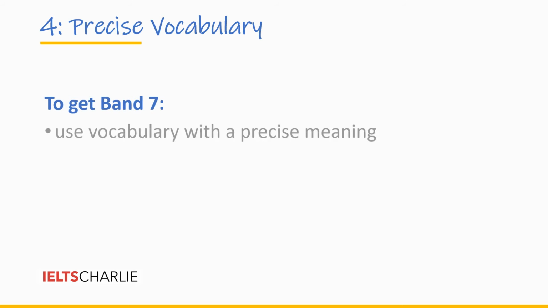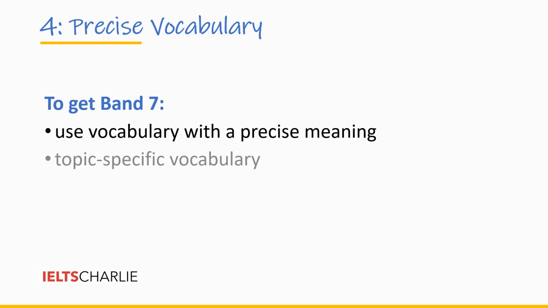So to get a Band 7, you need to use vocabulary that has a precise meaning. Often this is topic-specific vocabulary. So if you're writing about education, you might want to use phrases like higher education institute. Or if you're writing about the environment, carbon emissions. So you need to use topic-specific vocabulary because that often has a precise meaning.